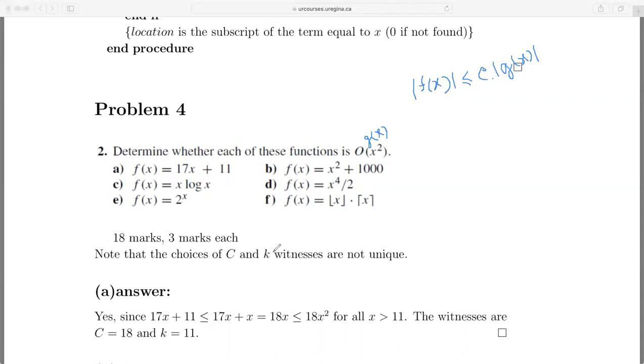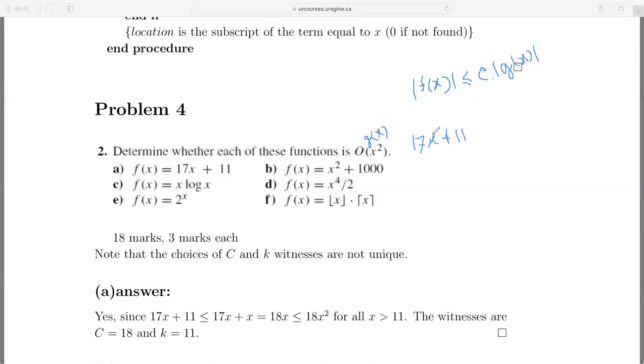These values are not unique, so you might find a different value from the one given here. That's absolutely fine. You can get different values. So let's start with A. We have 17x plus 11. You can easily see that it's a linear function, so you can say it's big O of x squared, but you have to find the values of c and k.